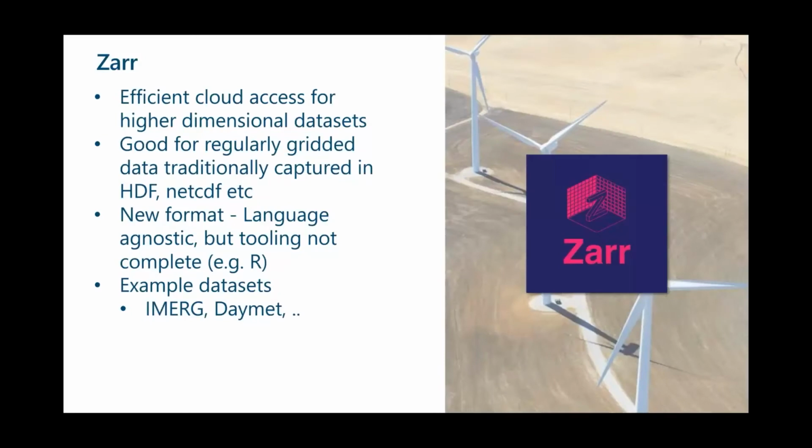Other formats we use are Zarr, which is efficient cloud access for higher dimensional data sets, really good for regular gridded data, traditionally captured in things like HDF and NetCDF. It's a quote unquote newer format, right? It's been around for a bit, but it's language agnostic, but the tooling is not necessarily complete, for example, in the R ecosystem. And then we have data sets like IMERG and Daymet in the Zarr format.